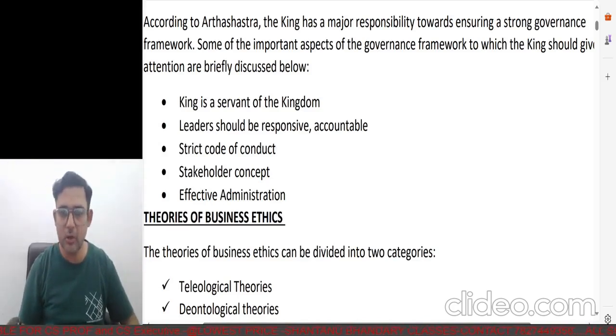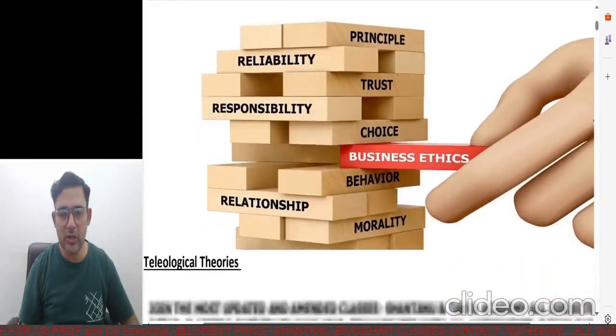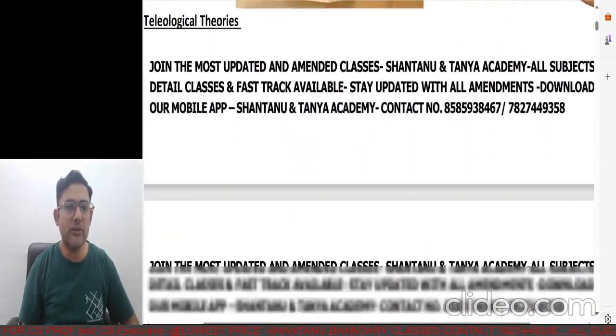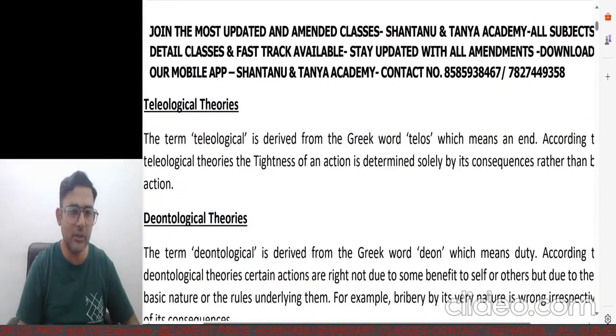One is called teleological, and the other is called deontological. Now, what do these theories actually mean? First, we're going to discuss the teleological theory. The word teleological is derived from the Greek word telos, which means an end.